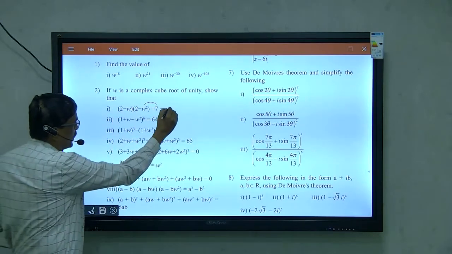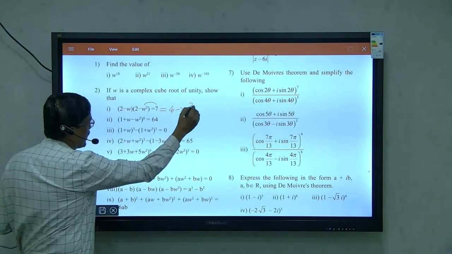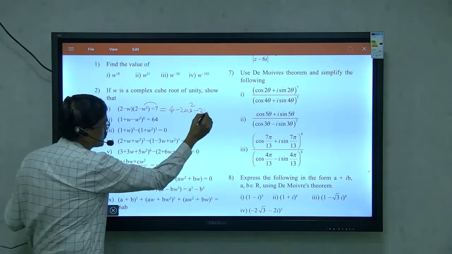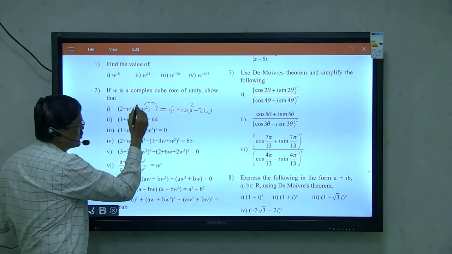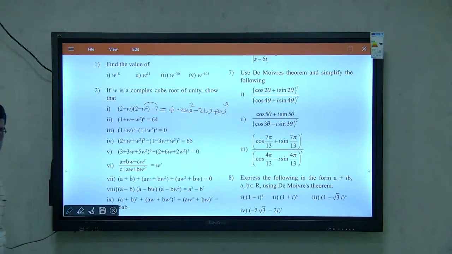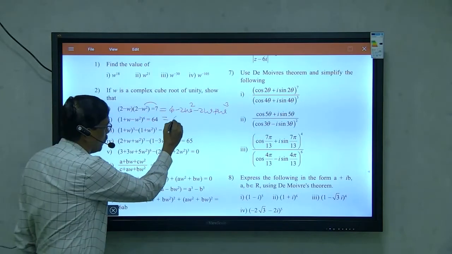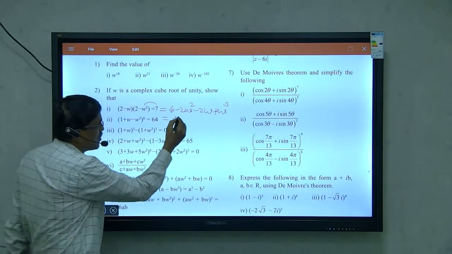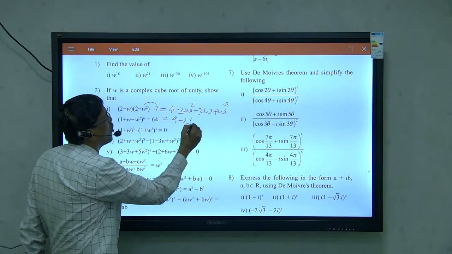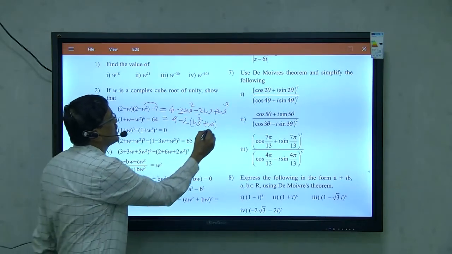2 into 2 is 4. 2 into minus omega square is minus 2 omega square. Then minus omega into 2 is minus 2 omega. Minus omega into minus omega square is plus omega cube. See what happens here: 4, take minus 2 common from these two terms. What remains? Omega square plus omega, plus omega cube.